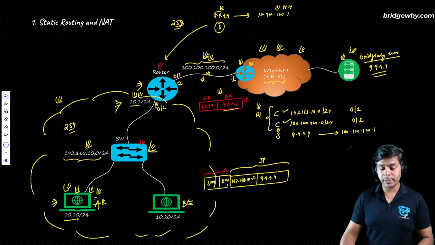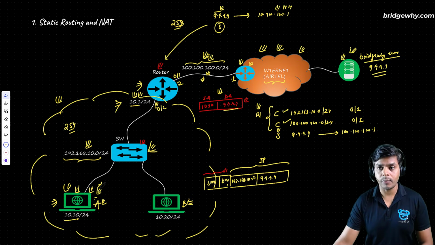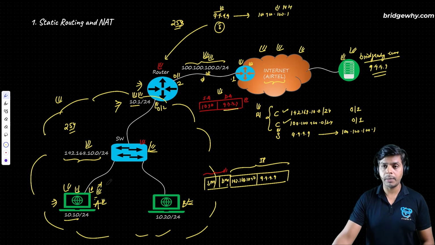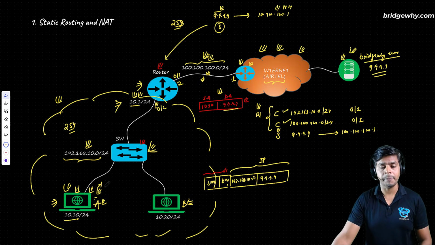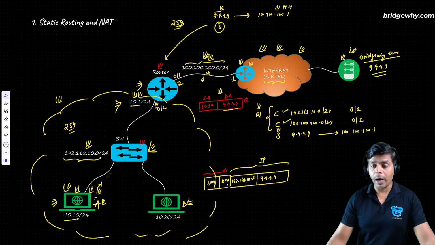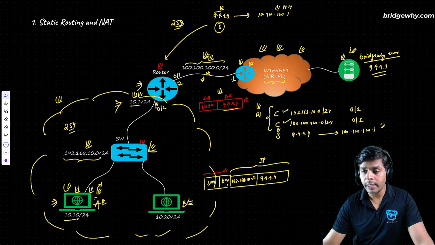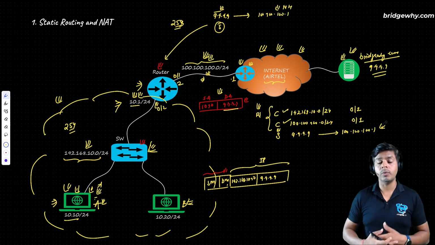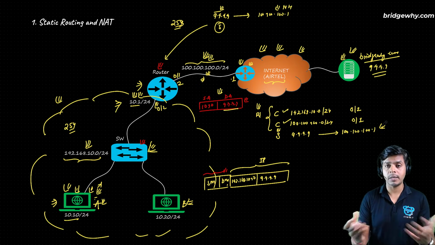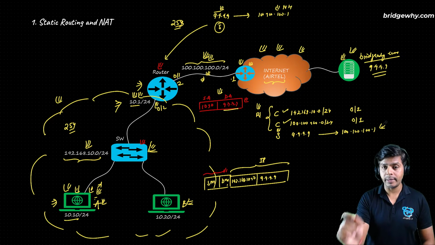Why? Because right now this PC A wants to go to bridgewhy.com, maybe after some time google.com, amazon.com, cnn.com, zerodha.com, hdfcbank.com, anything, right? So if that is the case, are you going to write a static route again and again? Means if this host wants to go to 1000 PCs or servers, do you want to take the pain of writing this static route again and again?